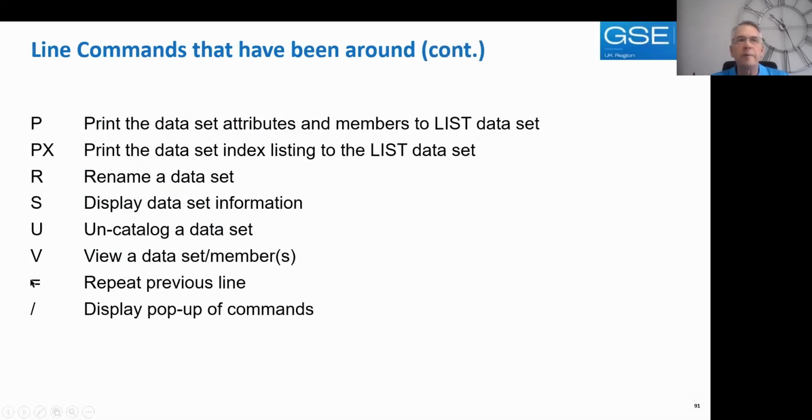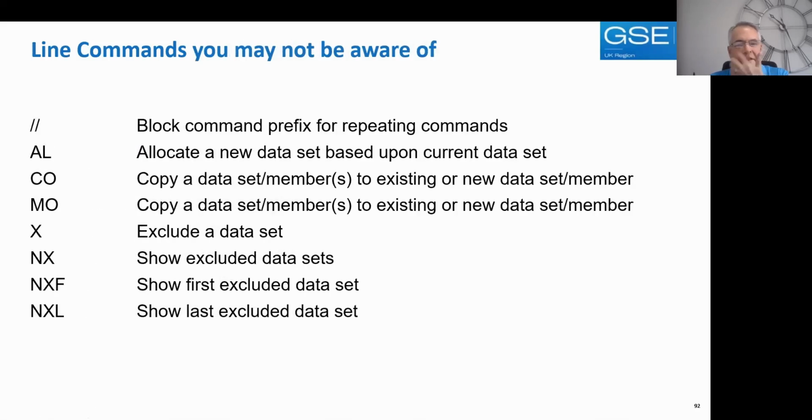I've always been able to repeat the previous line. Now, like SDSF, you can do a block command for repeating commands. There's also an allocate line command, which can allocate a data set based on the one that's in the list. You can copy and move things, and you can also exclude lines from the data set list. So the X will exclude them, and then you have different flavors to bring them back.